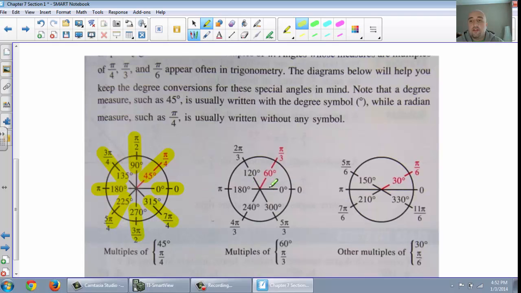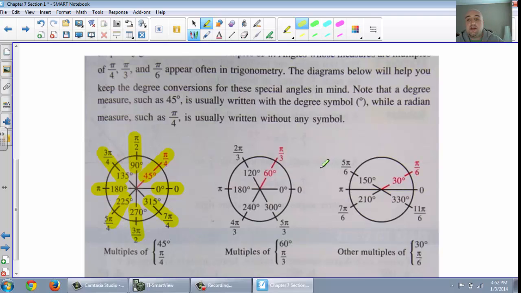So everywhere you go, the unit circle is typically broken down into 3 important angle sets. You could go all by 45s, you could go by 60s, and you could go by 30 degrees. Each of those has a radian measure attached to it, and we'll talk much more about this in section 4.